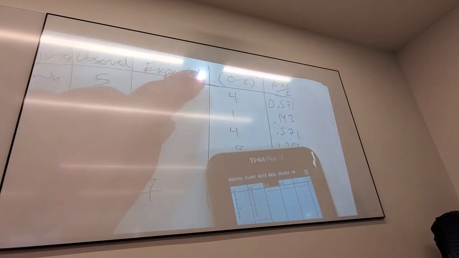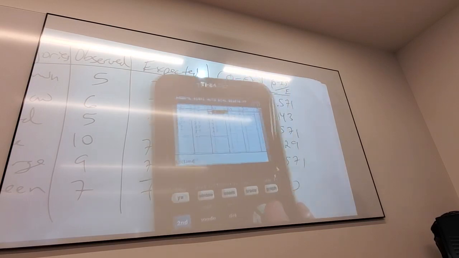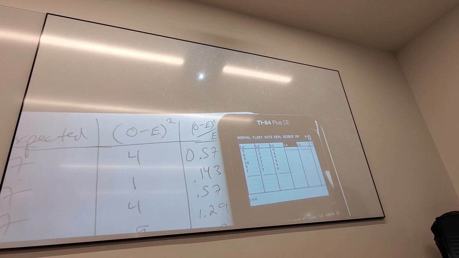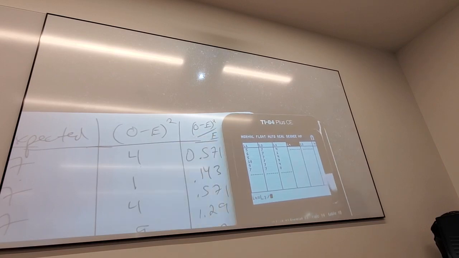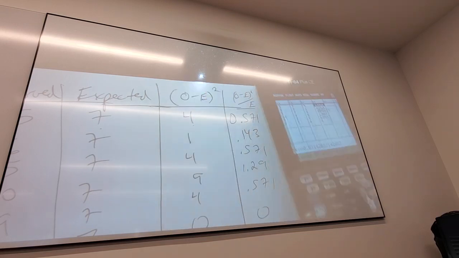Alright, so then I want observed minus expected squared. So it'll be L1 is my observed, L2 is my expected, and then I square that. Everybody with me? Yes. And then I want L4 to be L3 divided by L2. And then this is what I add up.